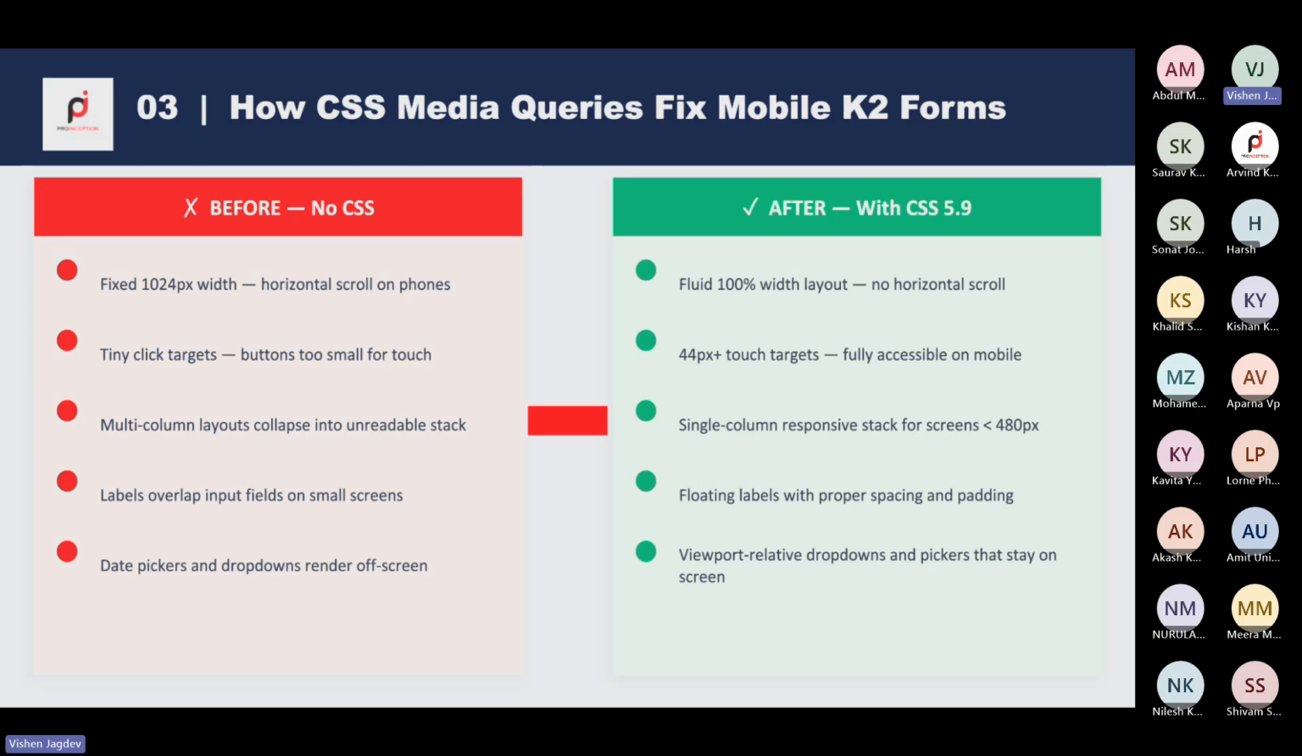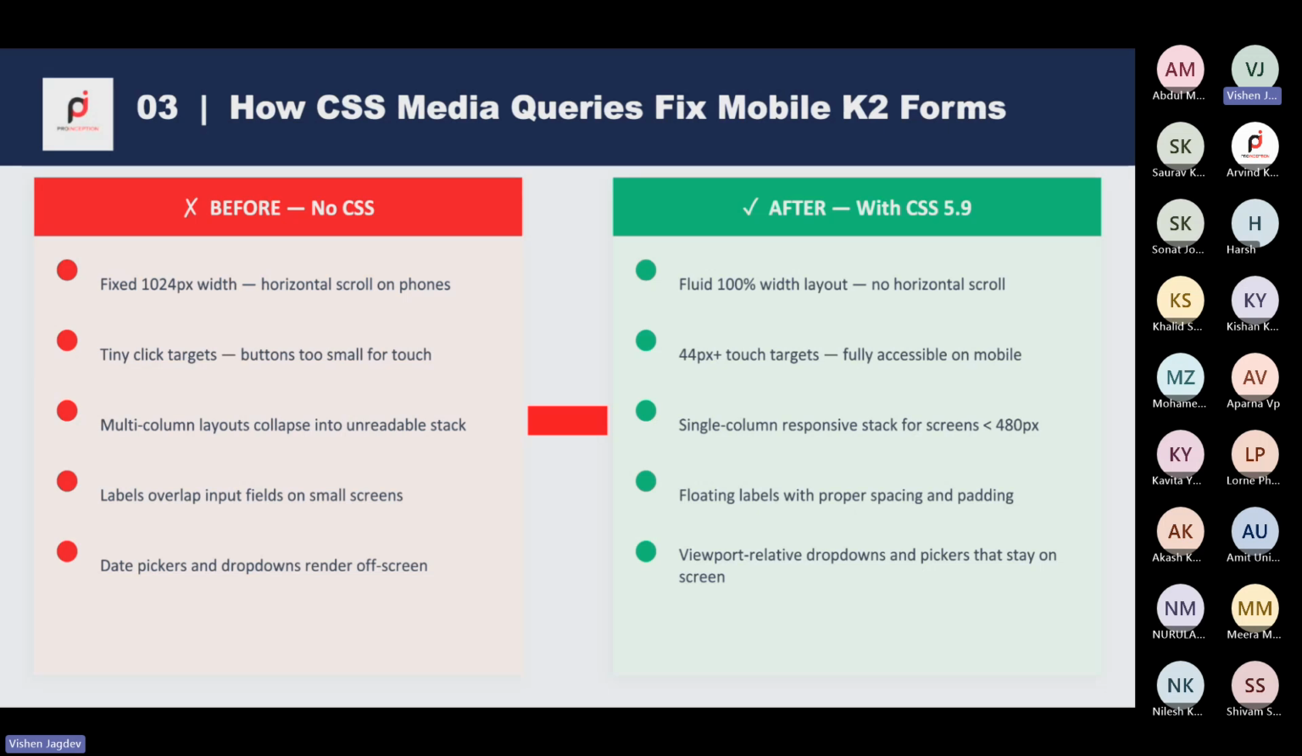Buttons and click areas are often too small, making touch interaction difficult. Multi-column layouts become cramped and unreadable. Labels can overlap fields, and controls like date pickers or drop-downs may even render off-screen. In short, the experience feels very frustrating and outdated.